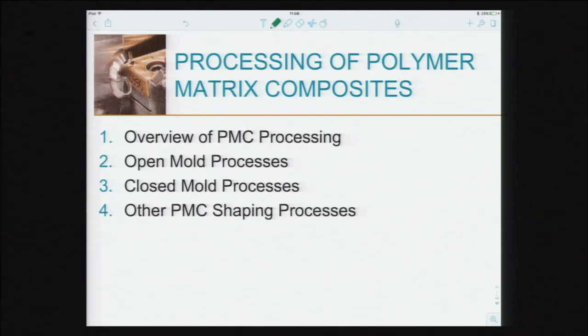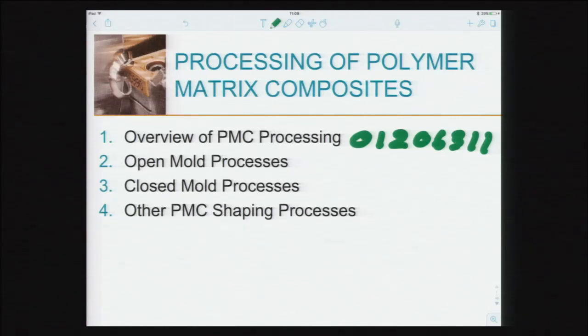Today, I would like to present Chapter 11, Processing of Polymer Matrix Composites. This chapter is a part of this course, 2063 311 Manufacturing Processes 1.